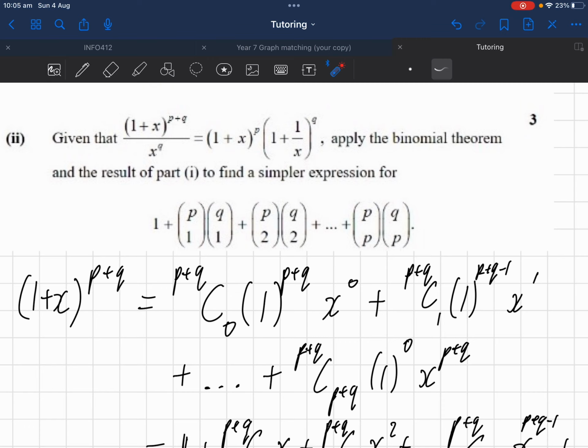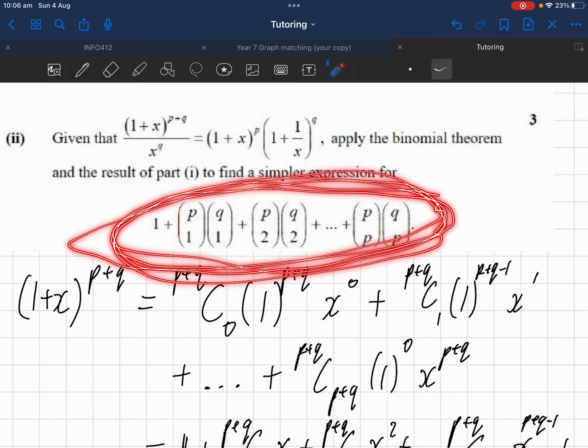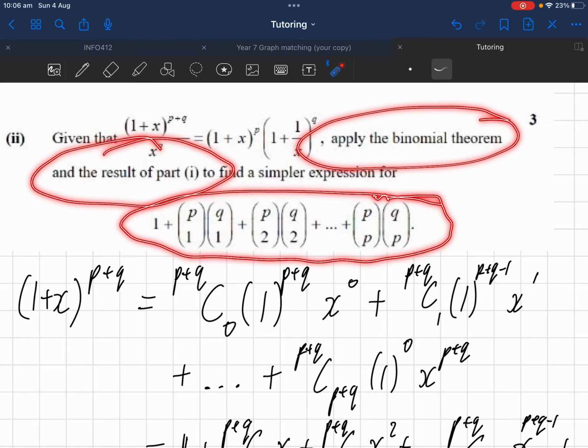What are we up to? Okay, so that's equal to this thing. We have this new thing. And then they're asking this hard question: apply the binomial theorem and the result of part one to find a simple expression for this thing. And you might be looking at this thing and wondering where that came from. So connecting these things is going to be quite difficult. That's what's hard about this question. So first of all, they're telling us to do something, so let's do that first.